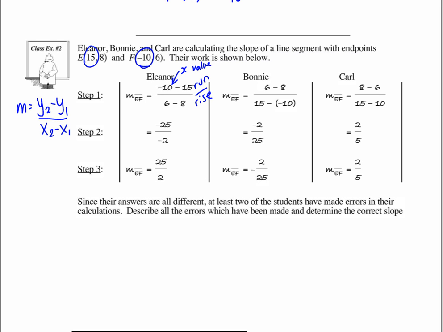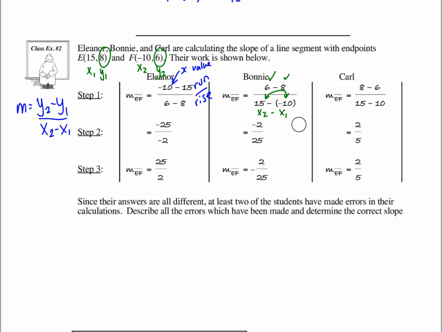Okay? Now let's look at Bonnie. So Bonnie went 6 minus 8. Is that correct? If we call this x1, y1, and this x2, y2, let's look. y2 minus y1 would be 6 minus 8. That's good. And then we'd need to go x2 minus x1. Well, here's the problem. She went x1 minus x2. So these are mixed up. They're switched. So that's incorrect.